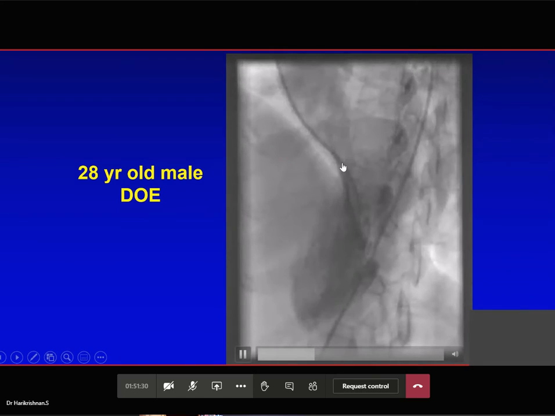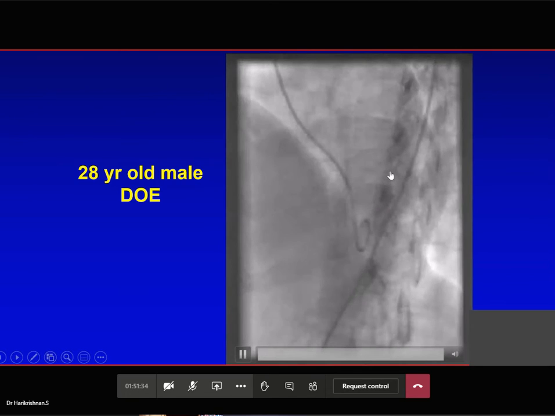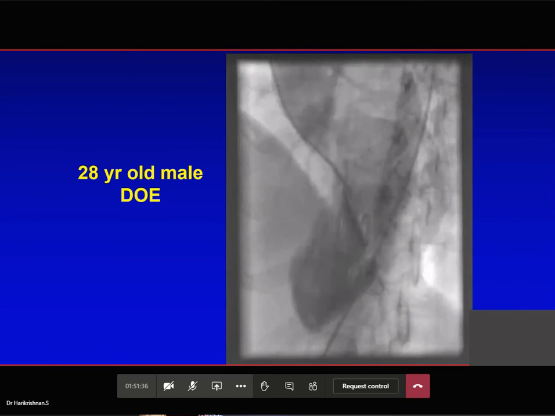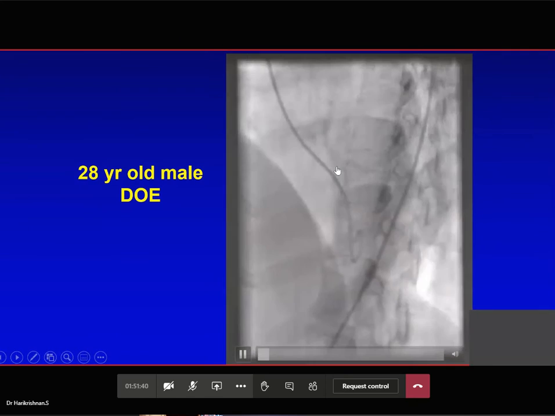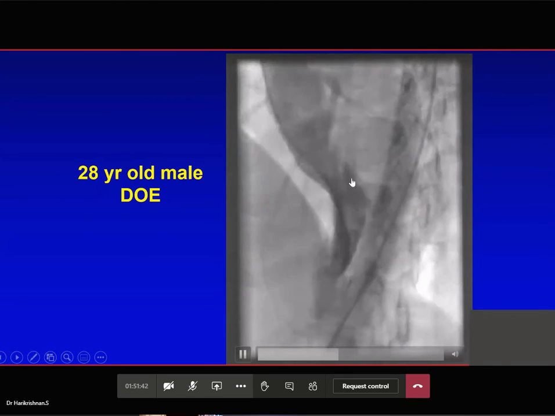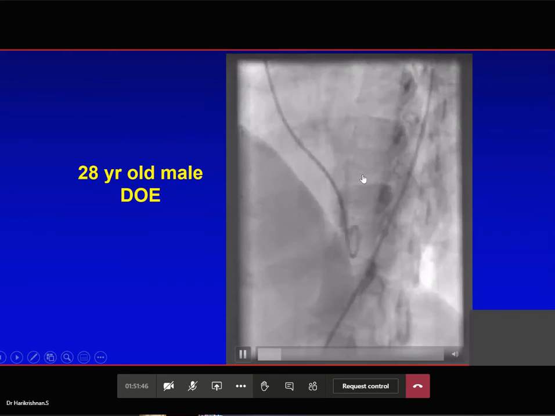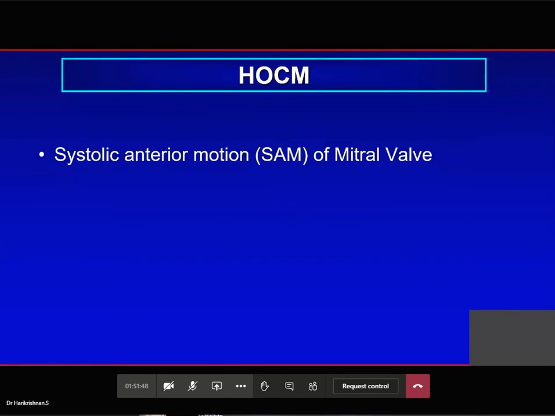Looks like a subaortic LVOT obstruction, sir. So most probably it's due to hypertrophic cardiomyopathy. No, what is that obstruction due to? What are you seeing? There's a white membrane. Yes, sir, a discrete membrane. Subaortic membrane, sir.